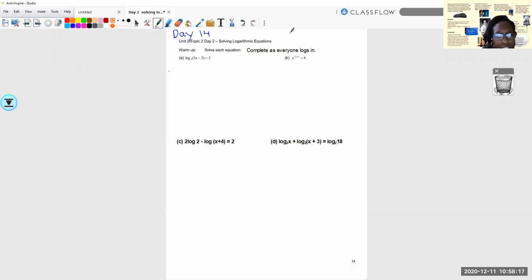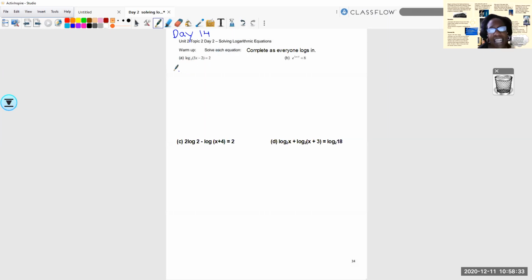Solve each equation. We want to know exactly what it says. Solve each equation means we want an answer that is numeric. Okay, here we go. How do we solve log equations?